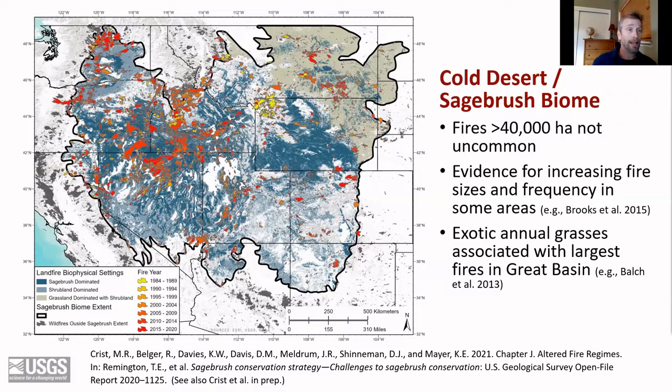Fires greater than 40,000 hectares are not uncommon in the northern portions of the biome, the Northern Great Basin in particular. And some fire complexes in single years have approached 400,000 hectares, or roughly 1 million acres. Since 1984, wildfires have burned at least 9 million hectares in this region, about 22 million acres of historical sagebrush habitat, and most of that was in the Great Basin, again in the cool desert portions.